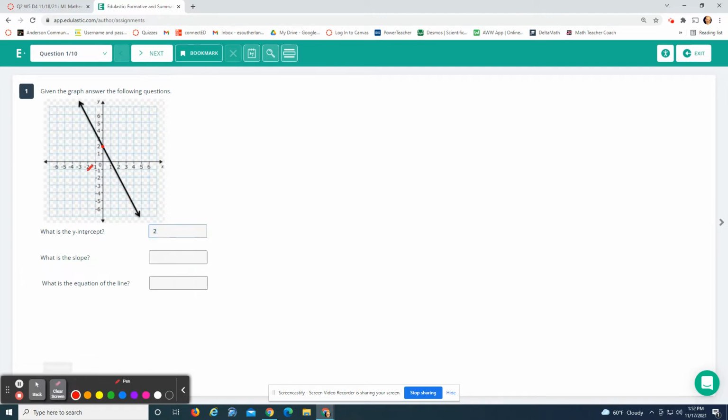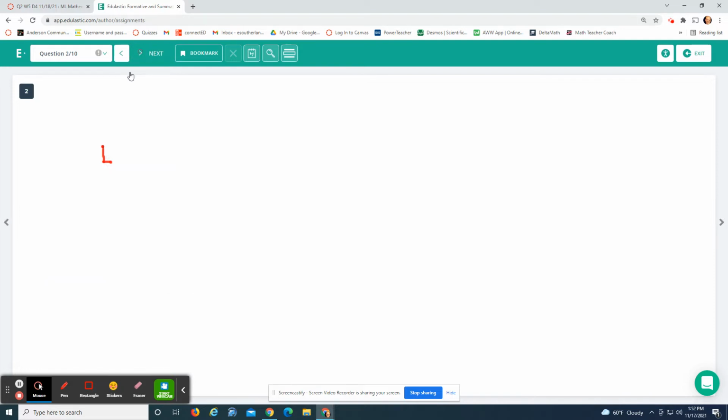For the slope, you have to follow the line left to right. You'll notice it's going down. It crosses again in the corner of a box there. Since it's going down, it means that we have a negative slope. It is negative 2 over 1. The equation of the line then would be y equals negative 2 over 1x plus 2.